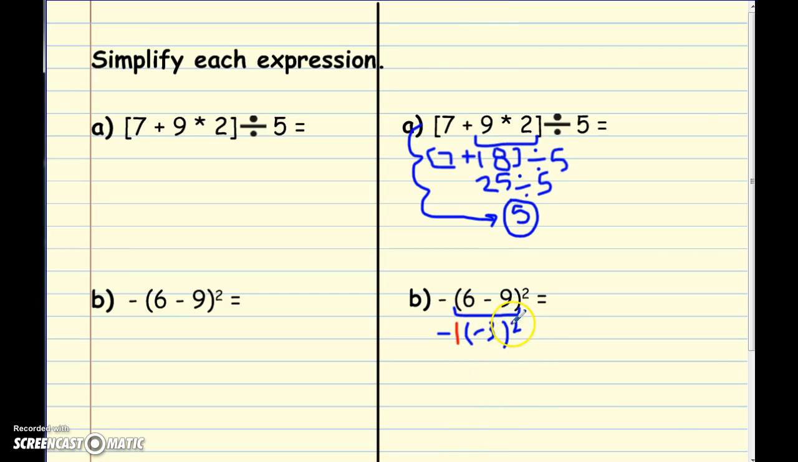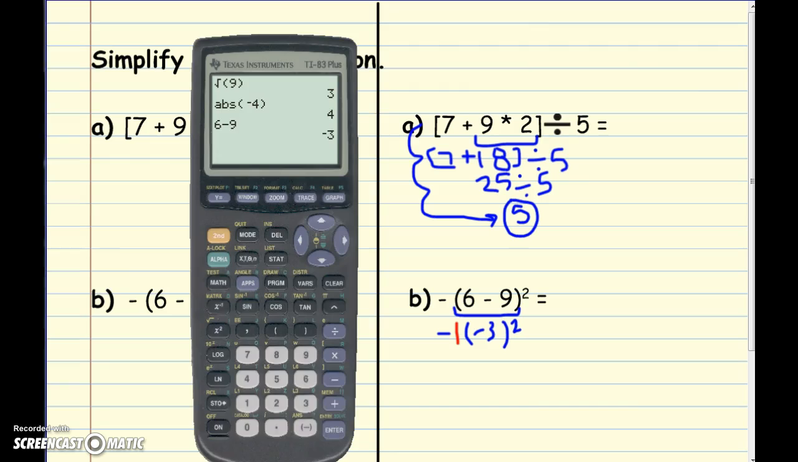Do we multiply first or exponents first? Okay, we do exponents first, so we're going to do -3 to the second power. So I'm going to use my calculator again, and this button right here, this upside down V, is what we're going to use for an exponent key. I'm going to put parentheses and then -3 parentheses, caret, or the exponent of 2.